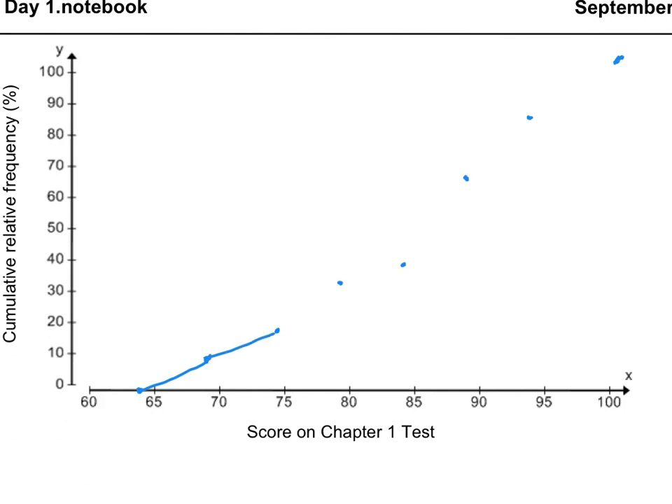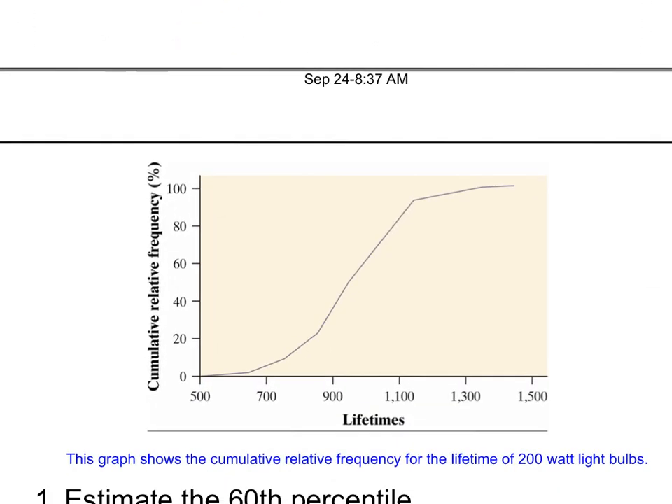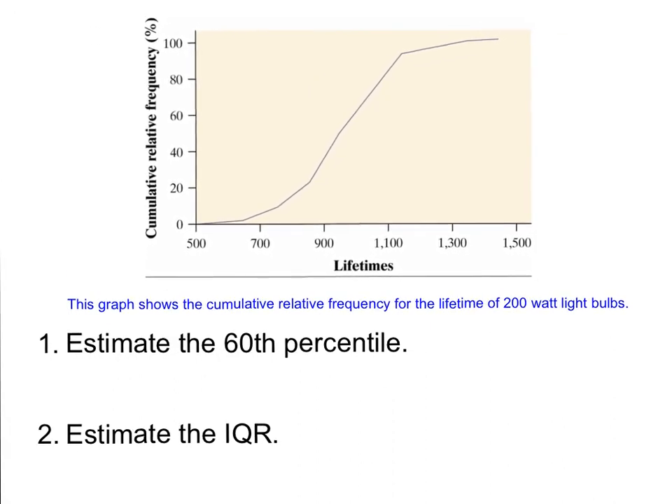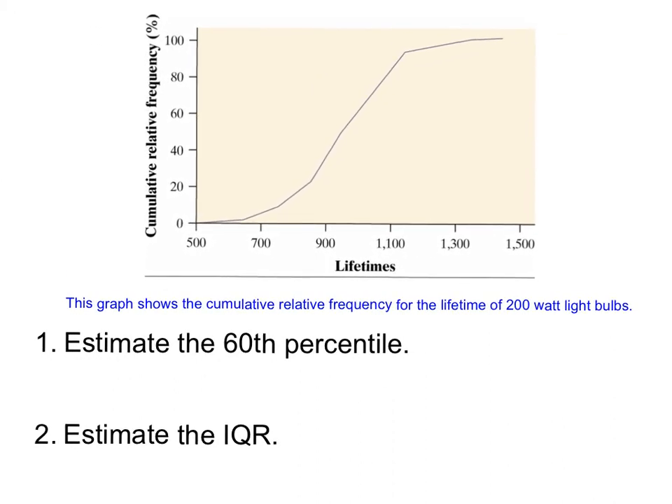And then I would go and connect all these dots. And we have a cumulative relative frequency table. Now let's go over how to read one. I'm going to switch the context on you and use a little bit nicer looking graph. Oh, it's got the lifetime of 200 watt bulbs. And it didn't put the units on here. I'm going to assume it's in hours.